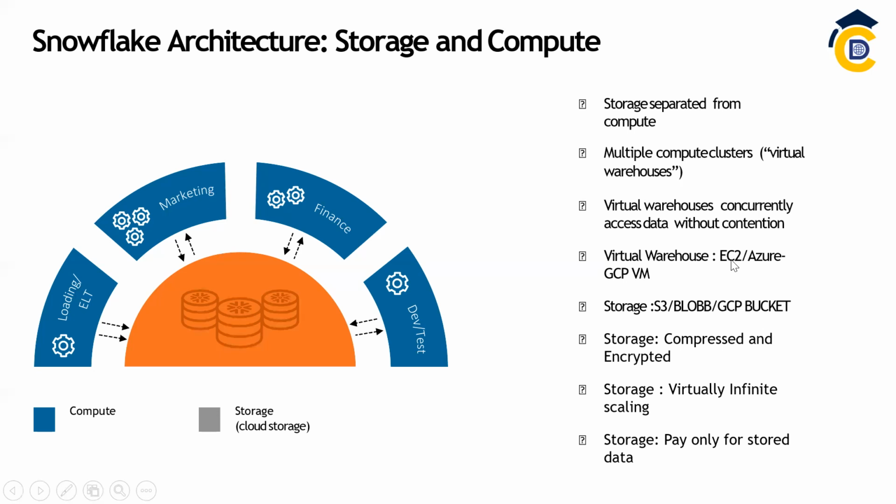And it says here what the service behind the scenes is for the virtual warehouse. It is EC2 for AWS, and for Azure and GCP, it is virtual machines. Then for storage behind the scenes, it is S3 bucket for AWS, blob storage for Azure, and GCP bucket for Google.